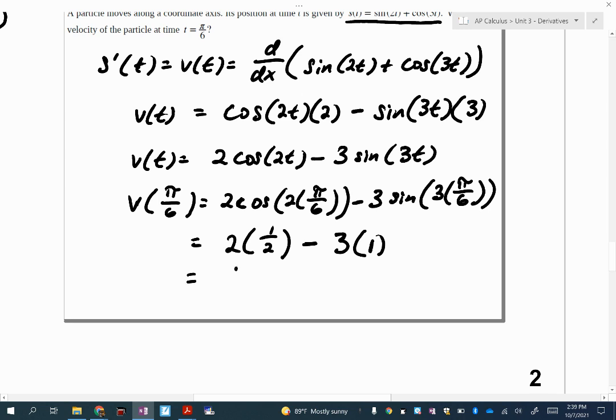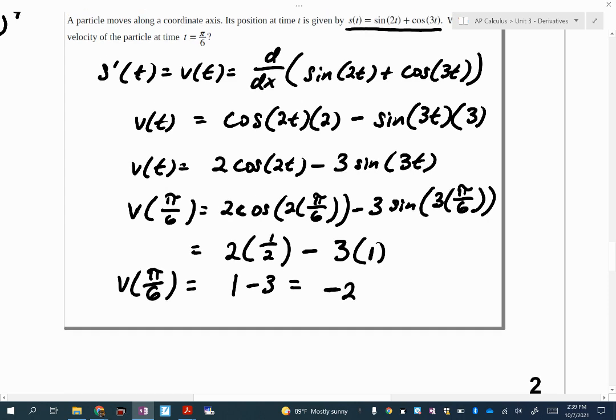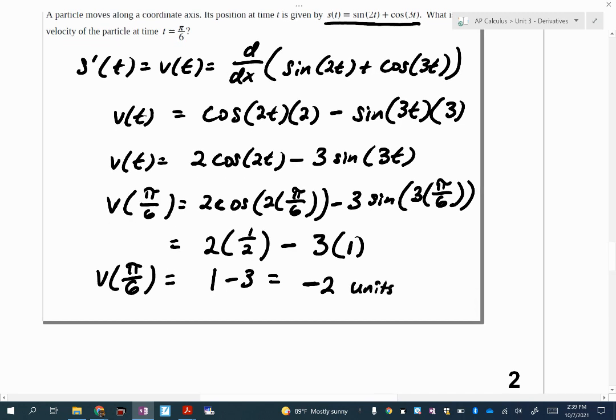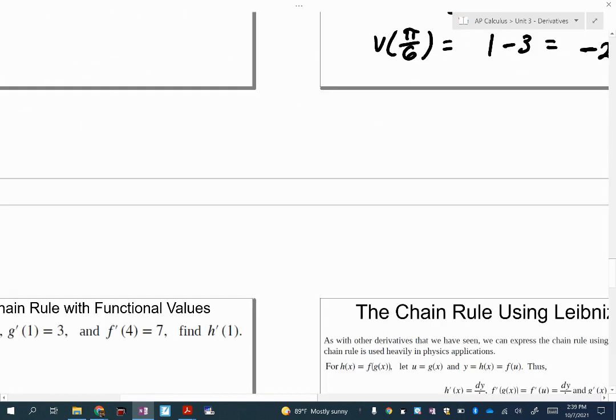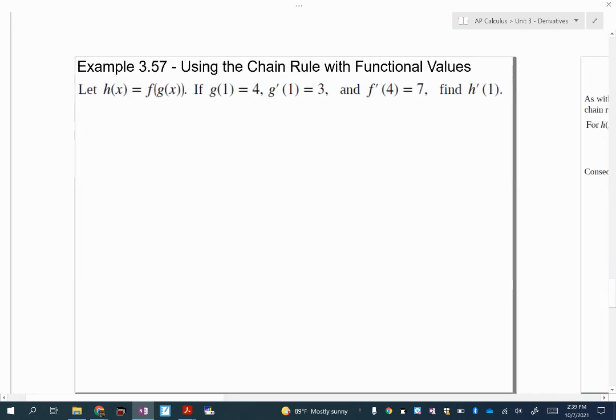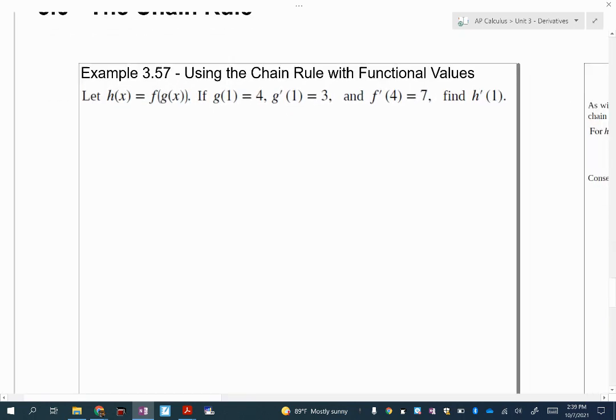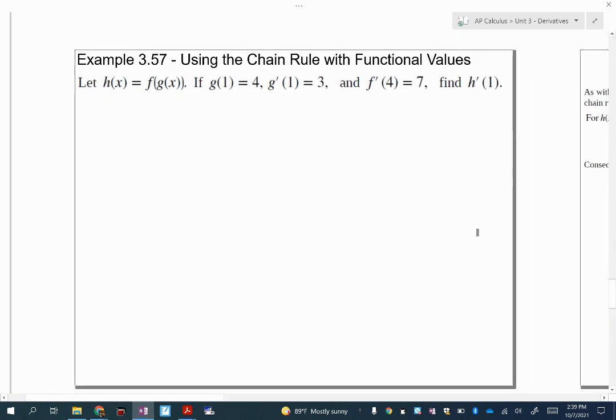Okay, so half of 2 is 1. 3 times 1 is 3. So our velocity at time of pi over 6 units is -2. It doesn't say any units, so units per time. Okay? All right. Let's do one of these where we have just some actual functional values, not any actual functions.